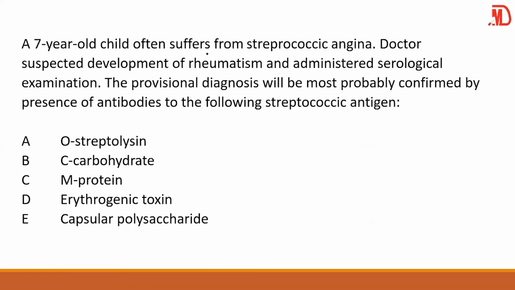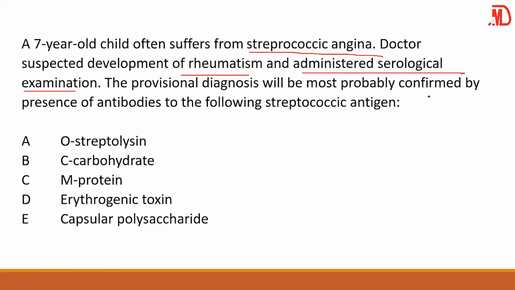A 7-year-old child suffers from streptococcal angina. The doctor suspected development of rheumatism and administered a serological examination. First of all, if you have strep and you are having rheumatism, we call it rheumatic fever. Because it's rheumatic fever, it means you're having a streptococcal infection, so that's group A. We have done these things before in many of the questions.